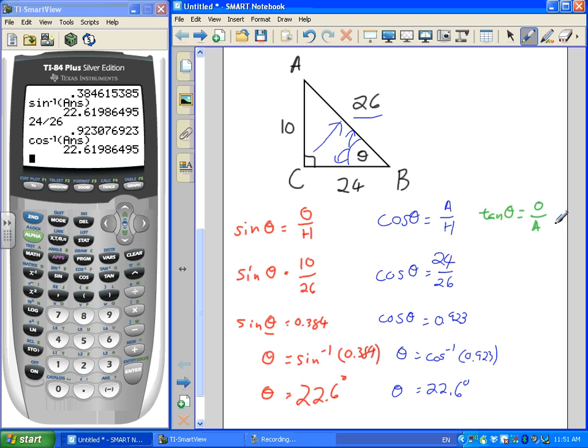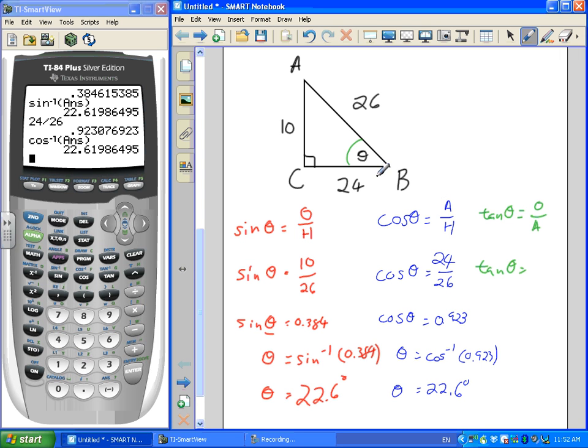Opposite over adjacent, okay? So here we have our SOH, CAH, TOA. Now, we're going to have to figure out our opposite. So let's get rid of the blue here. Let's do it in green.